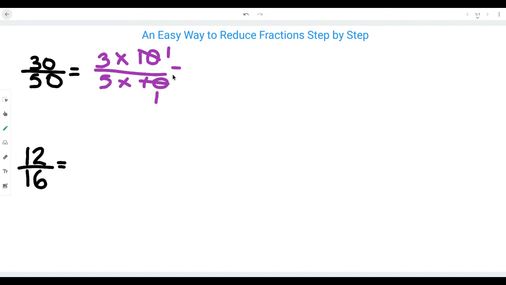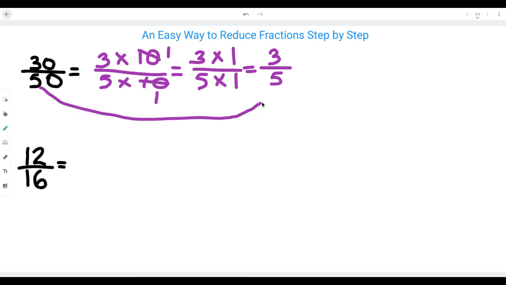So now we will remain with 3 times 1 over 5 times 1. So 3 times 1 is 3. 5 times 1 is 5. So when we reduce 30 over 50, we will end up with 3/5 as our answer.